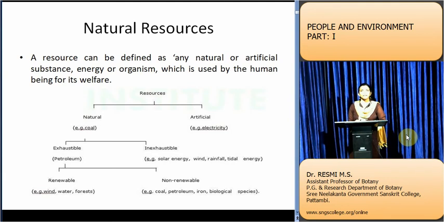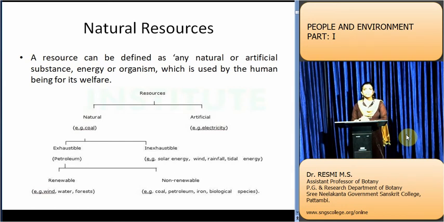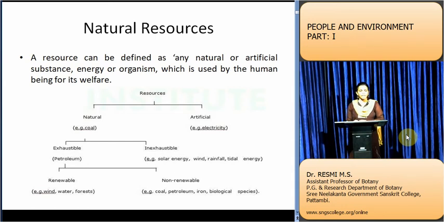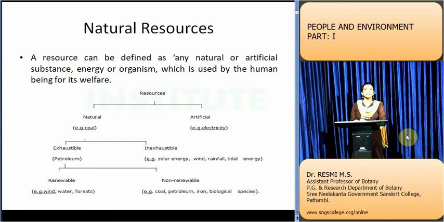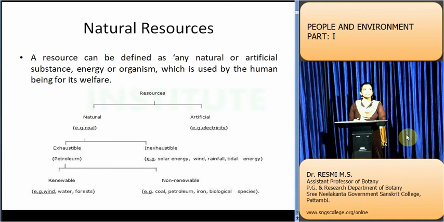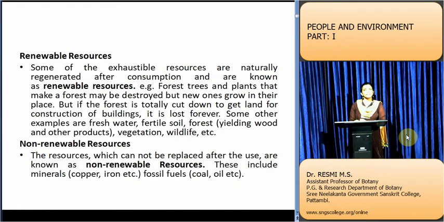Natural resources, I will go in detail one by one. Before that, the natural resources comprise coal and petroleum products, whereas an artificial example is electricity. Natural resources are themselves divided into 2 main categories, exhaustible as well as inexhaustible, and exhaustible again is divided into renewable natural exhaustible resources as well as non-renewable natural exhaustible resources. So, I will define each one.